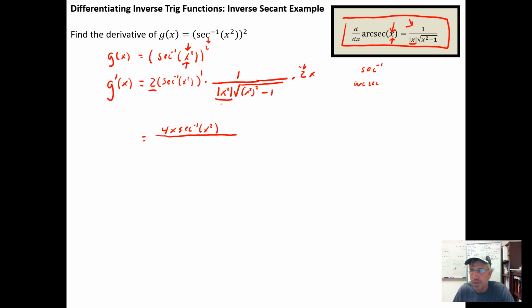The thing to notice here is we don't actually need the absolute value sign, because if we put a negative number in for x, it will get squared, making it positive. So I can drop the absolute value from that, times the square root, and x squared squared is going to be x to the 4th minus 1. And that's about as simplified as we can make it in this particular case.